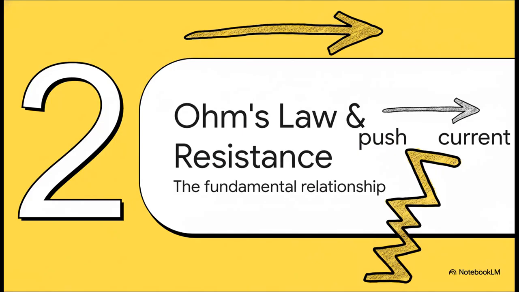So now we have the push, which is voltage, and the flow, which is current. The next logical question is, how are these two related? This brings us to probably the most important relationship in this entire chapter. And it introduces the third main character in our story, resistance.